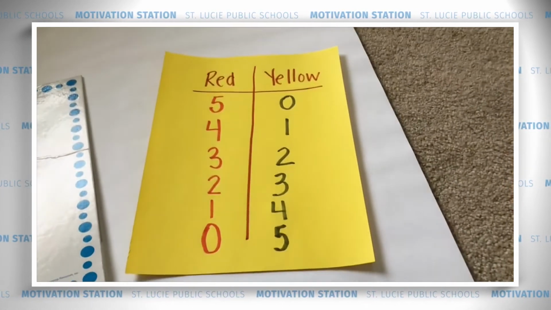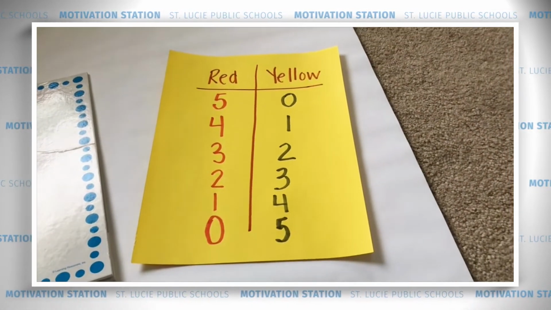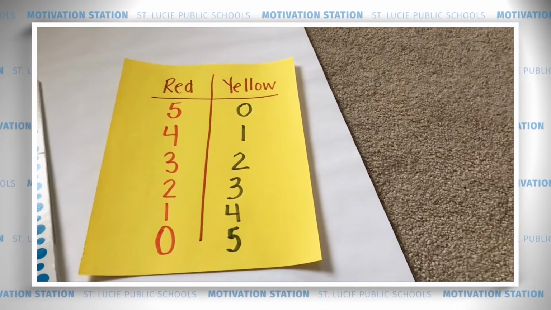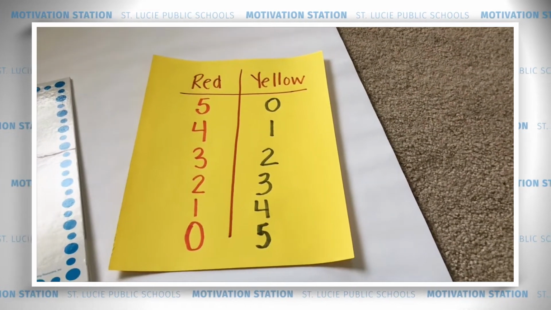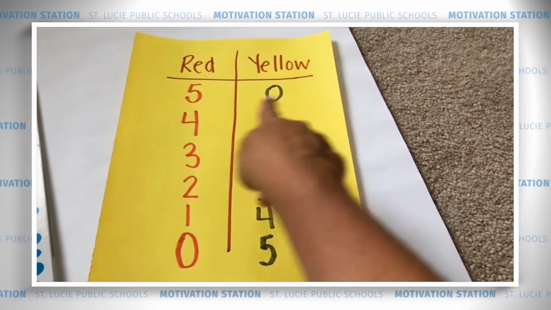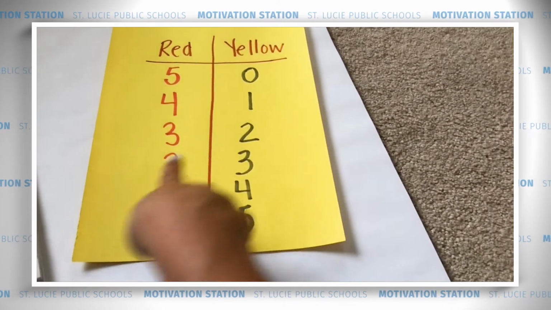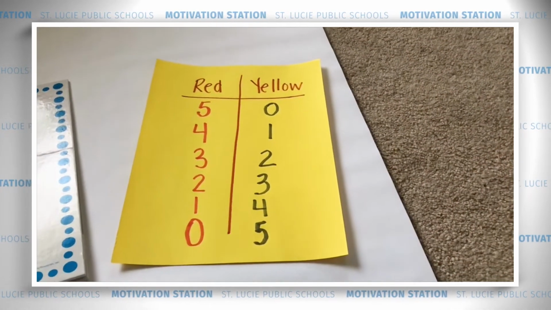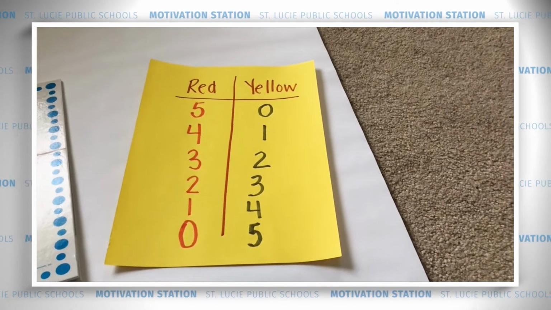Wow, awesome job filling out our chart. Look at us go. Now, how many pairs of addends are there that make 5? So let's count all the different ways that we can make 5. Let's count. 1, 2, 3, 4, 5, 6. There are 6 different ways to make 5. Wow, that's a lot of different ways.